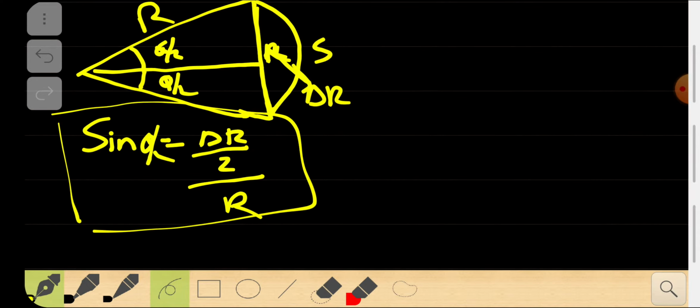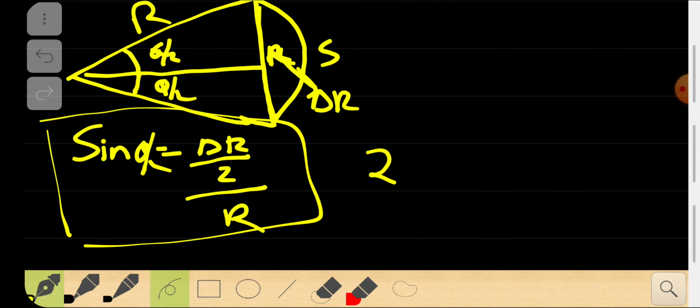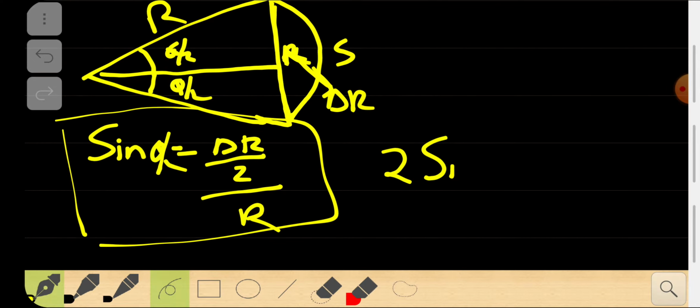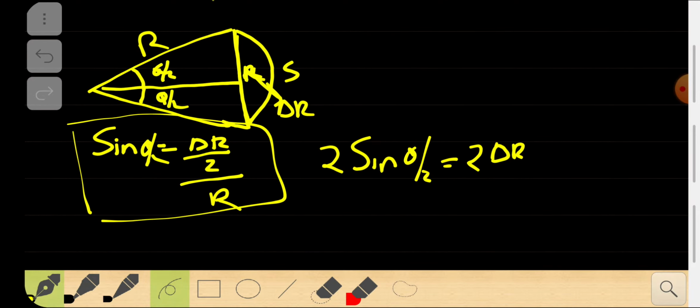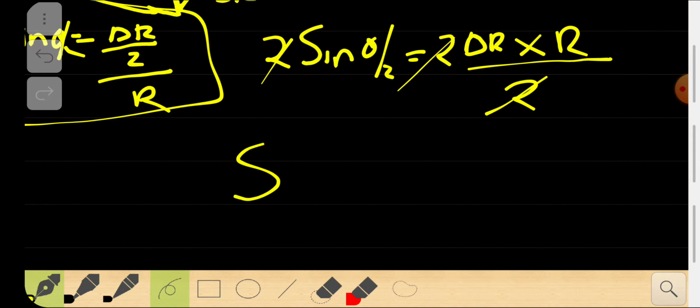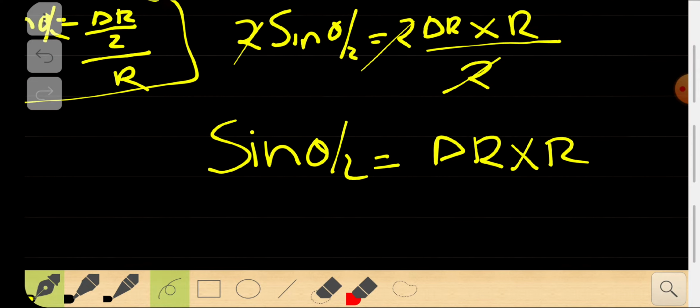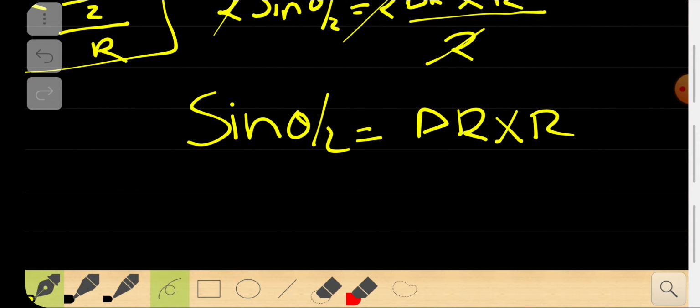So for the whole two triangles, it will be 2 sine theta by 2, right? If you add them together, you get 2 times that. So it's 2 times delta r by r. The r can be multiplied from the denominator, and the 2 will cancel. So sine theta by 2 will be equal to, I just did that for fun. Okay, sine theta by 2 is equal to delta r by r, right? So that's the sine of the angle right there.